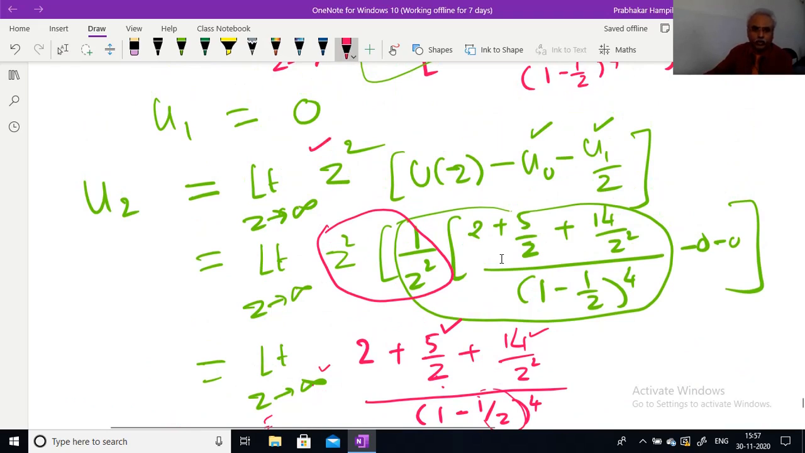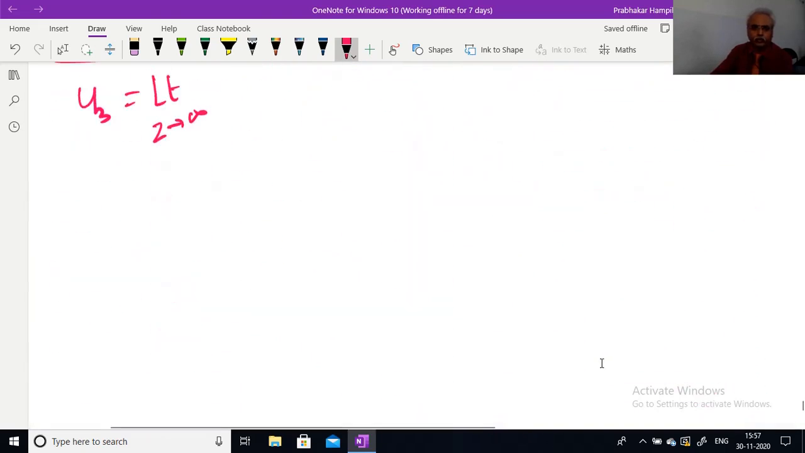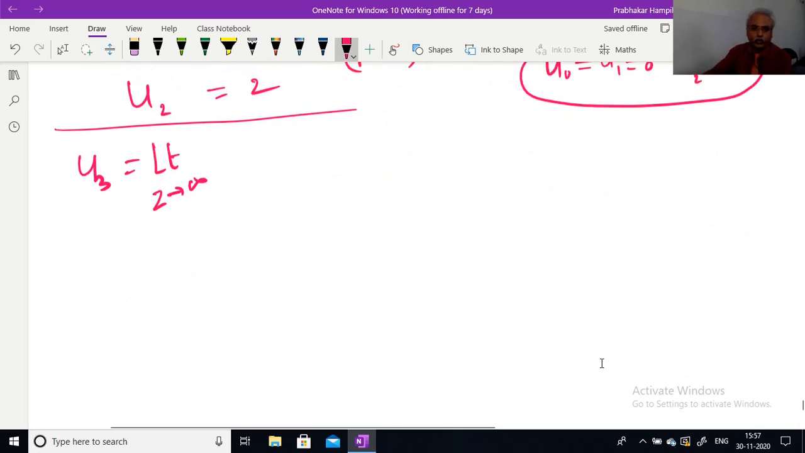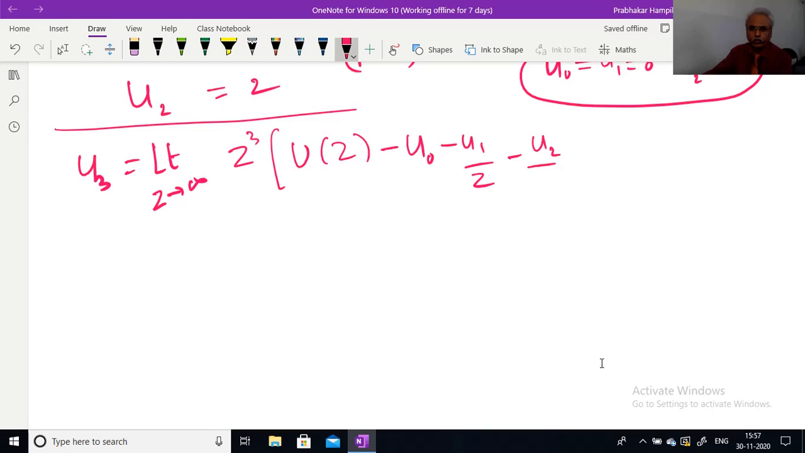Very similarly, can we write u3? u3 means here z raised to 3, u of z, u0, u1, one more term will come. Whatever is there here, one less than that, 1 stops here. If it is 2, it stops at 1. And whatever the coefficient u2, 2 is there, z square will come. If 3 is there, z cube will come. So let us use that property of u3. u3 equal to z cube into bracket, u of z, for that you have to subtract u0, u1, u2 terms, and take the limit as z tending to infinity.